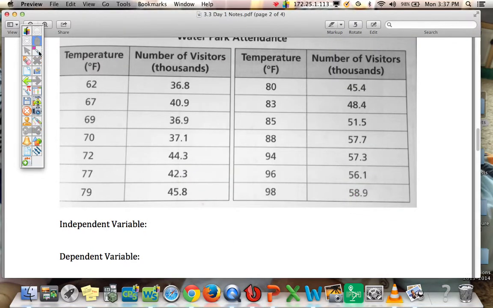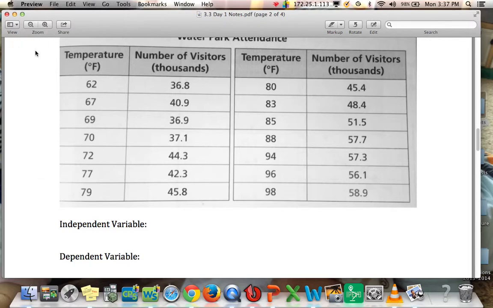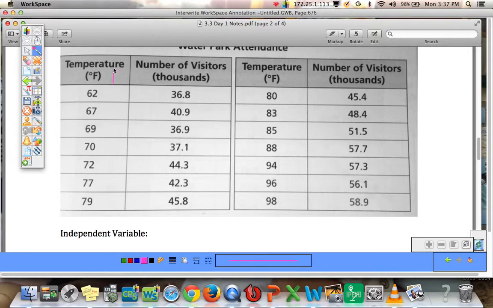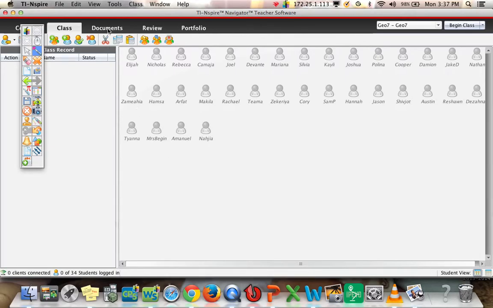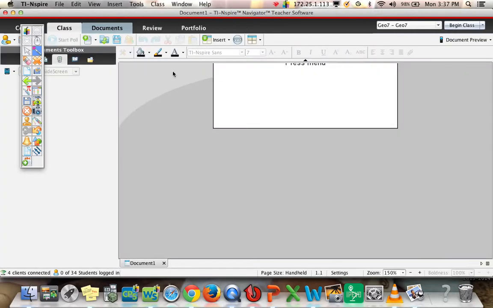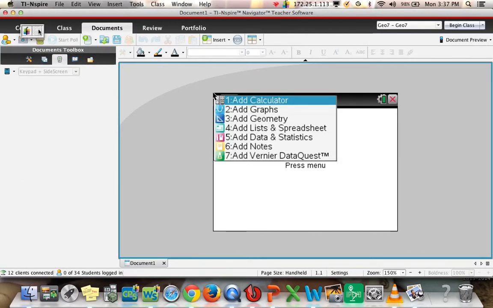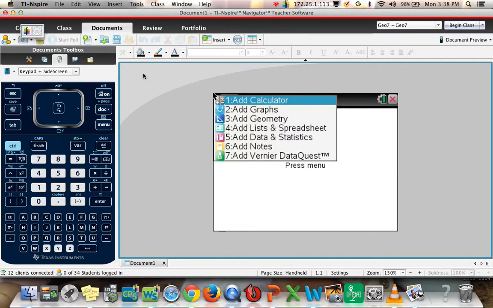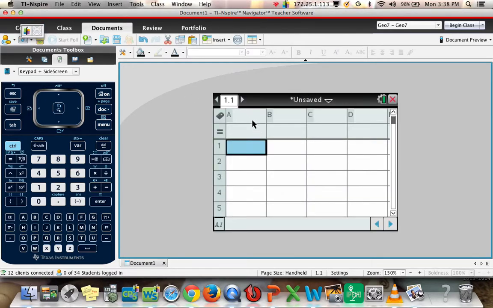Okay. So again, remember, temperatures are x, and this will be our y. Okay, let's put this in. Grab a calculator here. Okay, so here's my calculator. And I'm just going to follow the instructions on our sheet. So we are going to add a list and spreadsheet. I'm going to label one column temp, and I'll call the other one number of visitors. And we're just going to put in the numbers.